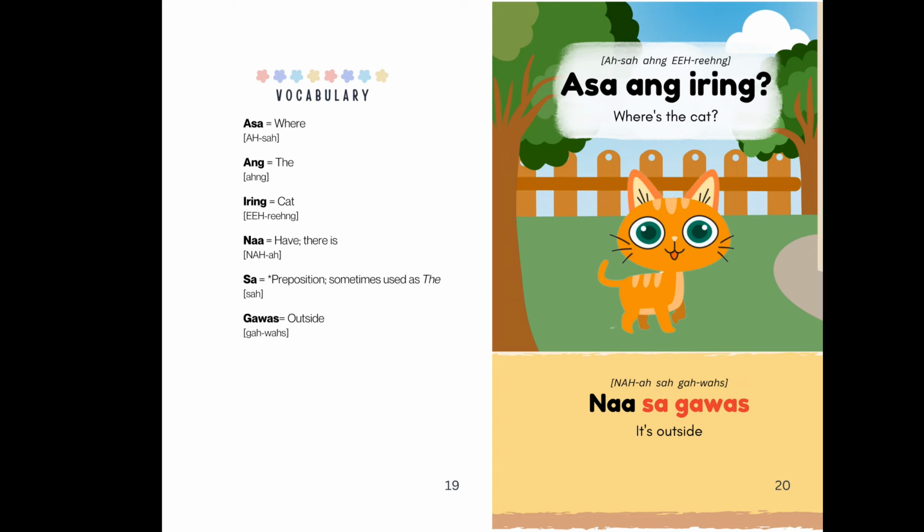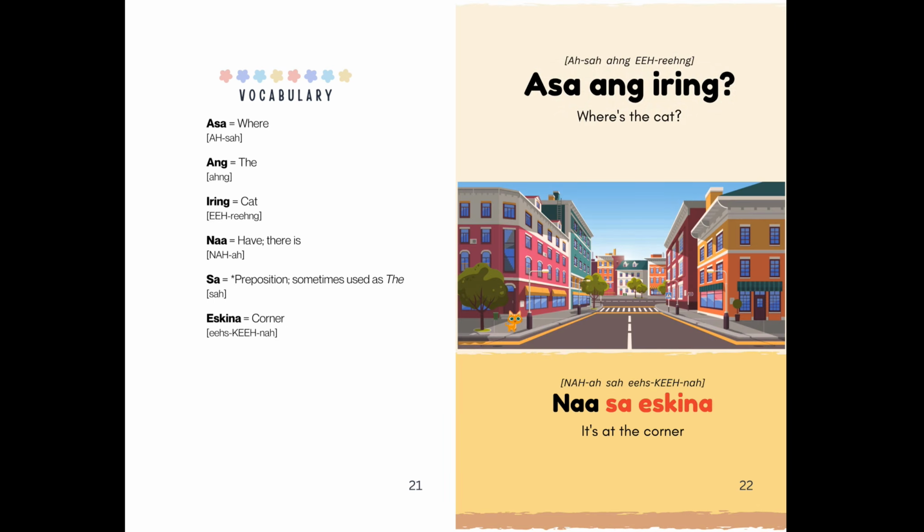Vocabulary list. Asa means where. Ang means the. Iring means cat. Naa means have or there is. Sa is a preposition, sometimes used as the. Gawas means outside.